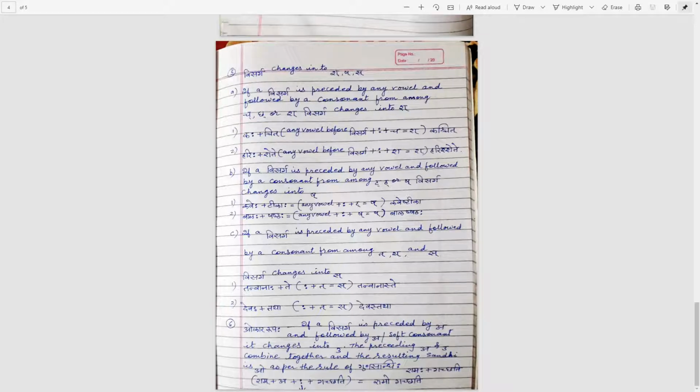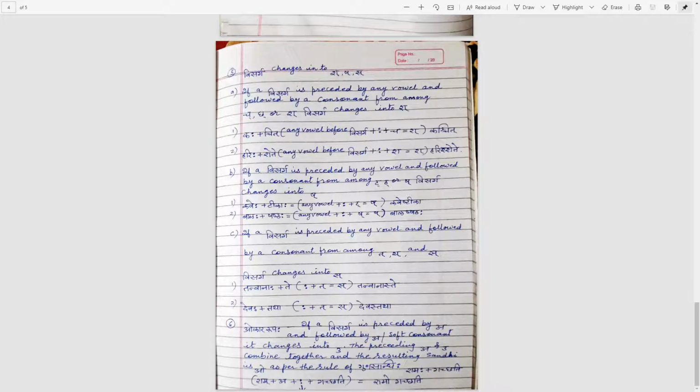Now we will see the next example: balah plus shashtah. Here before the visarga we have a and after the visarga we have sh. We want either ta, tha or sh. Here we have sh. So in place of visarga sh of Shatkon will come there and the answer will be bala shashtah. Now we will see the next type of visarga sandhi.